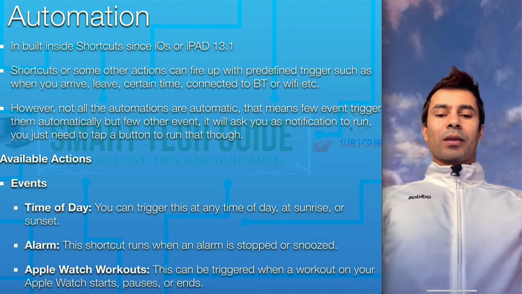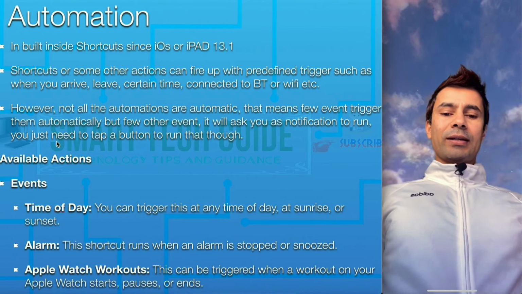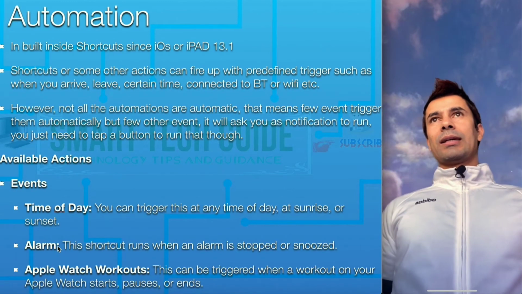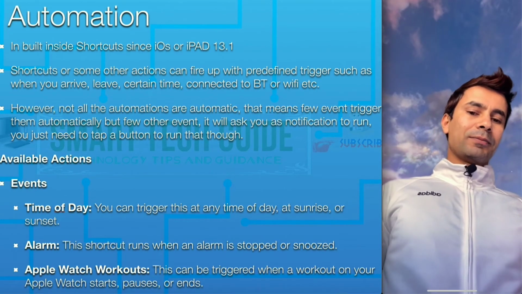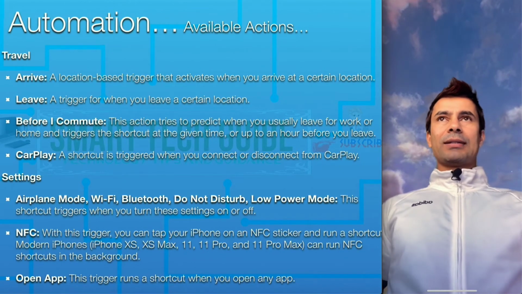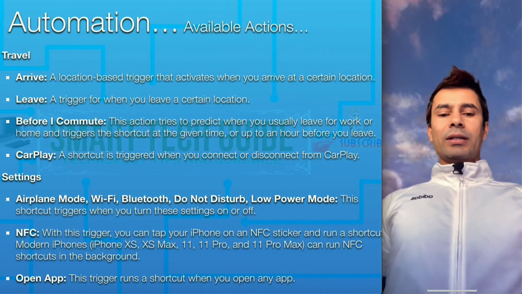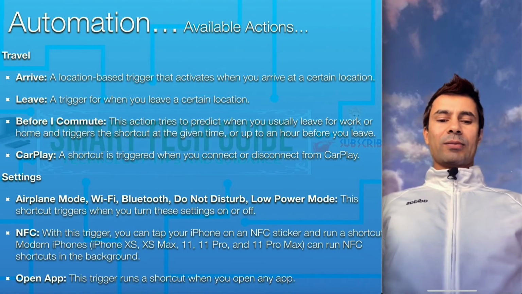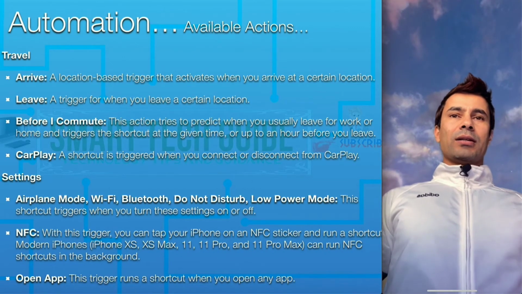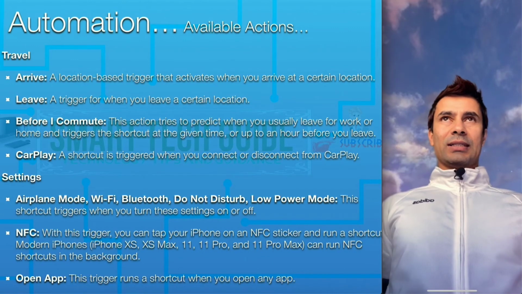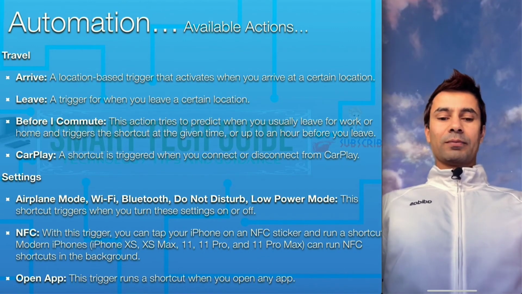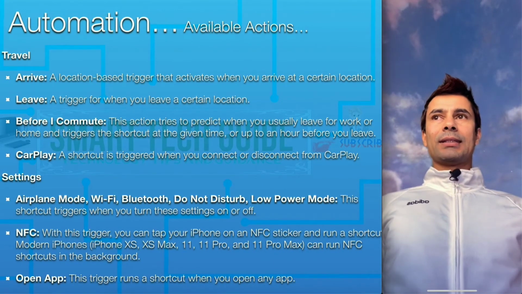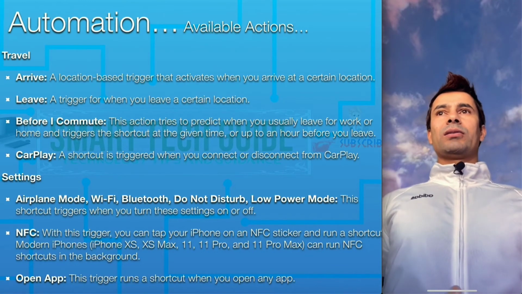So you'll have events like time of day, alarm, Apple Watch shortcut if you have an Apple Watch. If you don't have an Apple Watch, it won't be visible. And some other things are travel related: when you arrive, when you leave, before you commute, and others are settings like airplane mode, Wi-Fi, Bluetooth, do not disturb, low power mode. When these are on, you can do something. These are basically the triggers. And NFC, and when some app is opened, you want to do something.